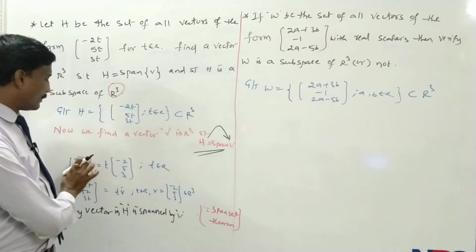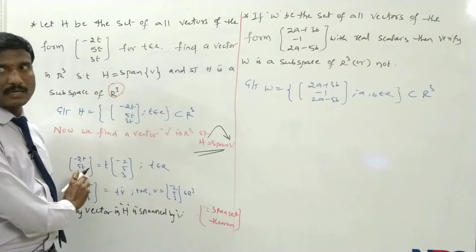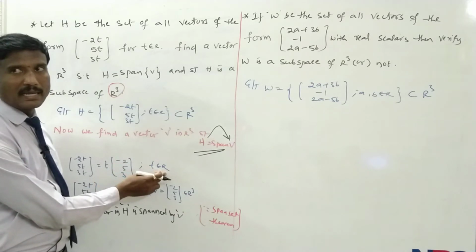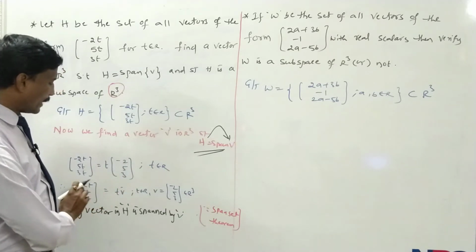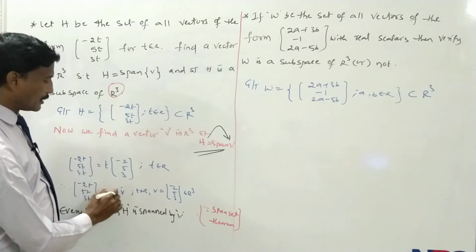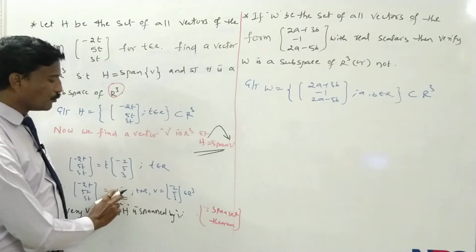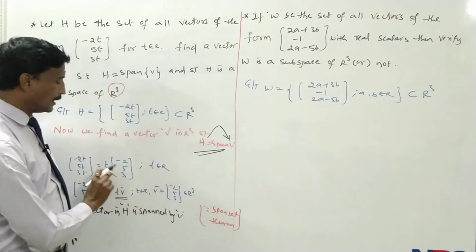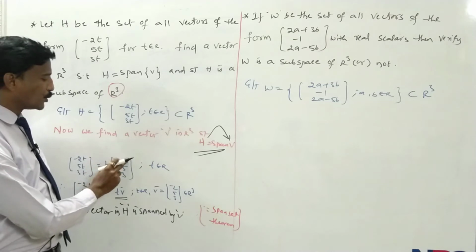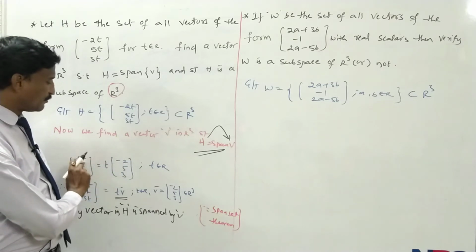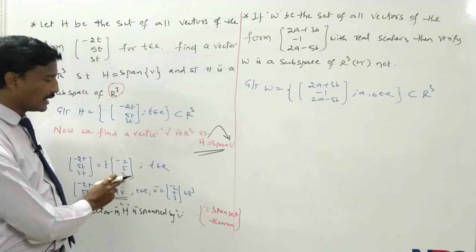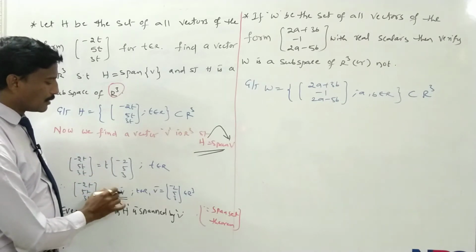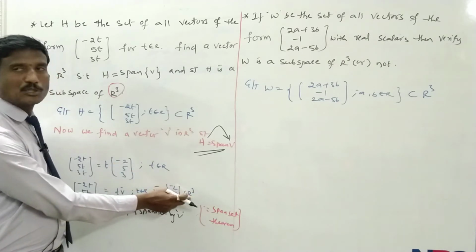So let us take (-2t, 5t, 3t) as one vector, and this can be written as t times (-2, 5, 3), where t is any real number. Therefore (-2t, 5t, 3t) equals t times v bar, where v bar is the vector (-2, 5, 3). If you multiply this, -2 times t is -2t, 5 times t is 5t, 3 times t is 3t. Again it gives the same value. So t is any real value and v bar is a vector which belongs to R3.